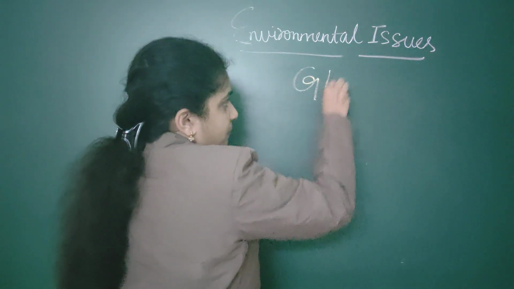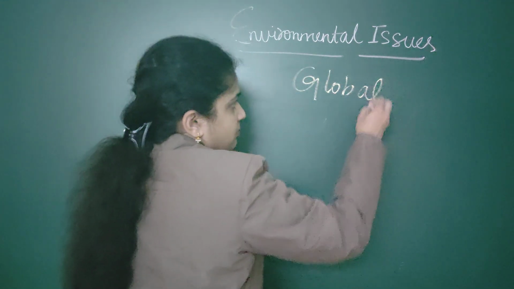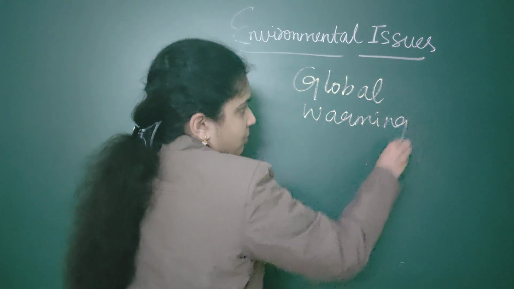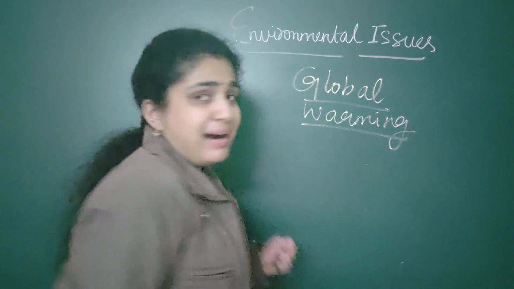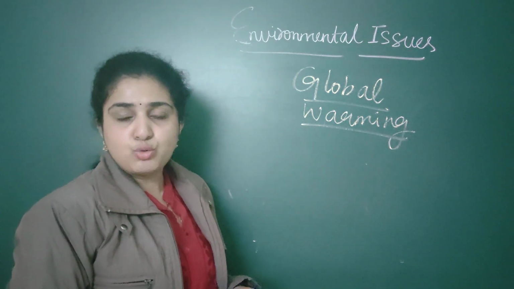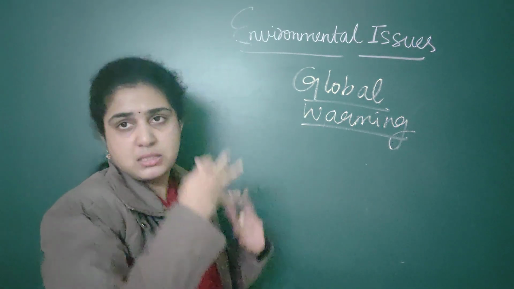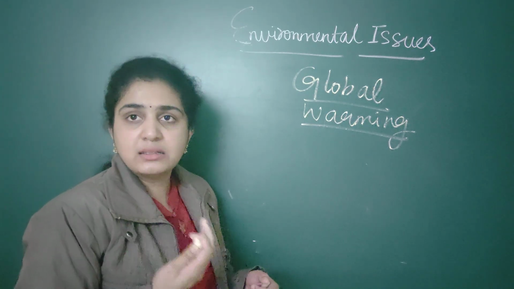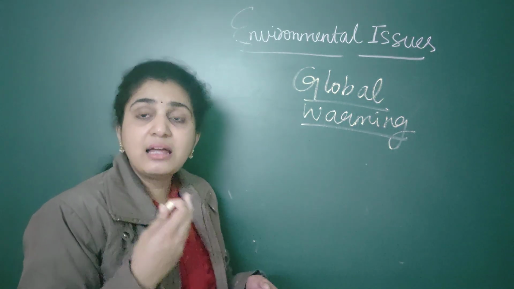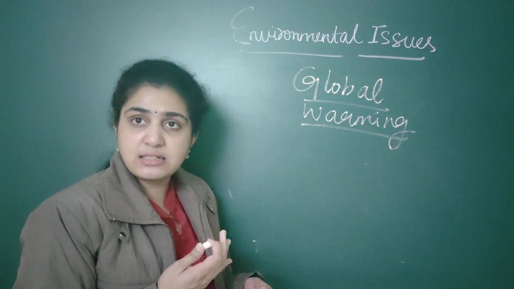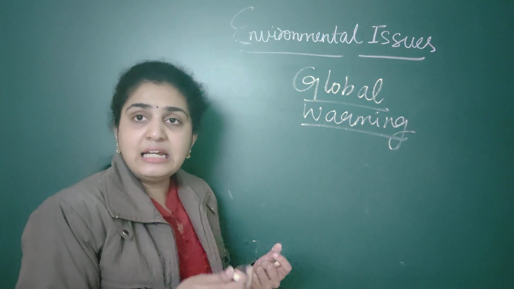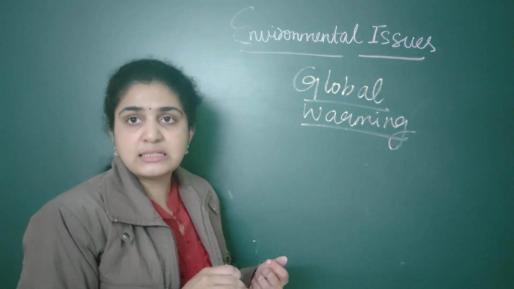So global warming. By the name only you can understand. Global means the globe, warming means you're heating the Earth's surface. If there is an increase in heating of the Earth's surface due to an increase in greenhouse gases, it leads to the destruction of the Earth's surface.